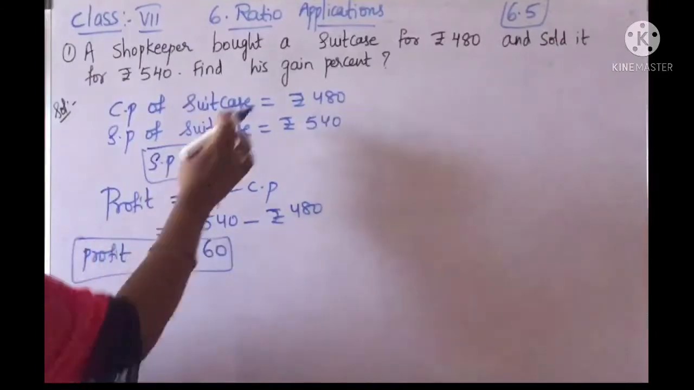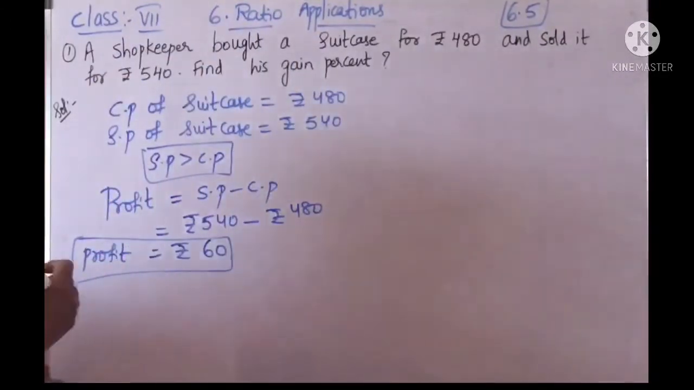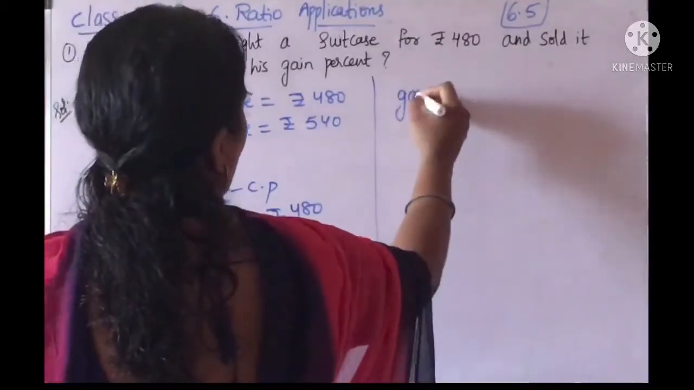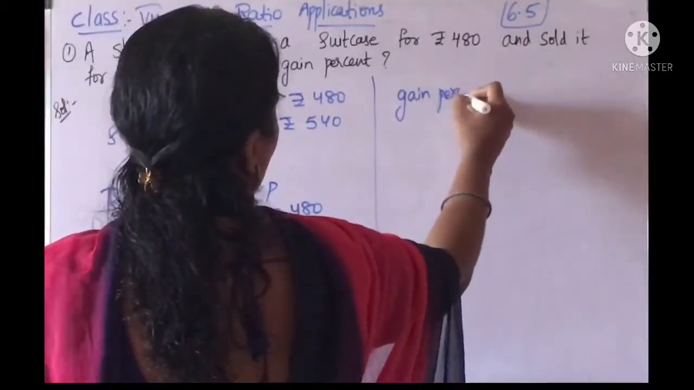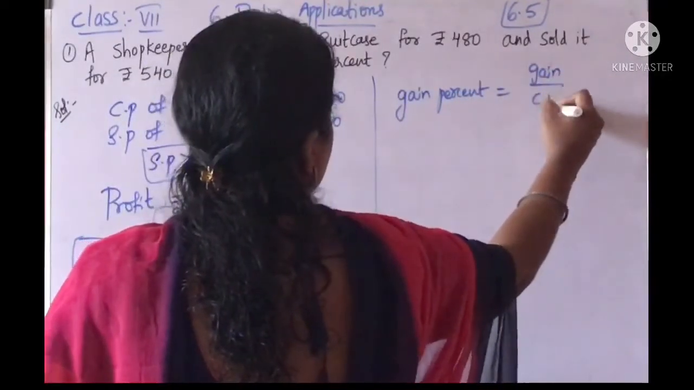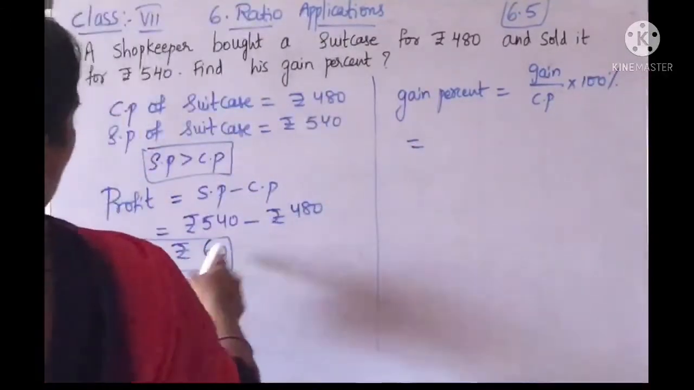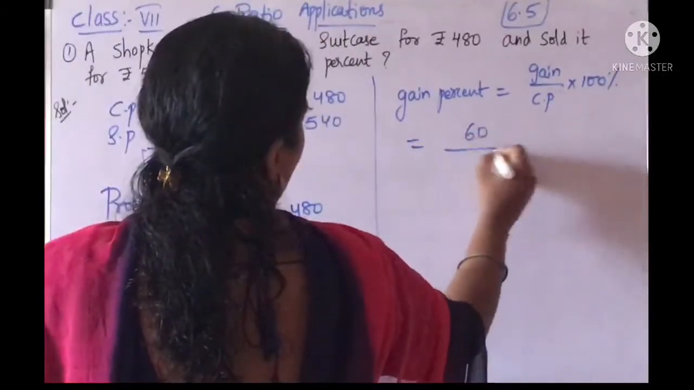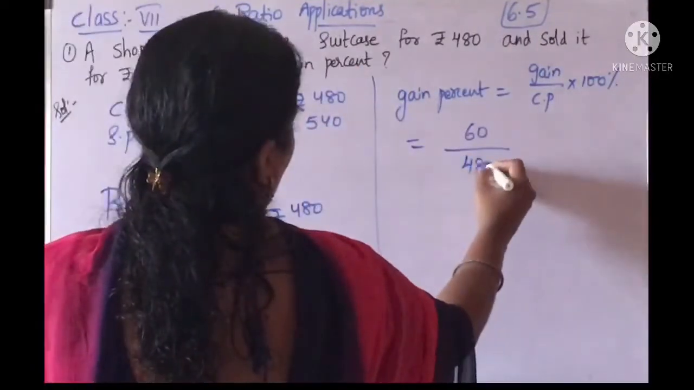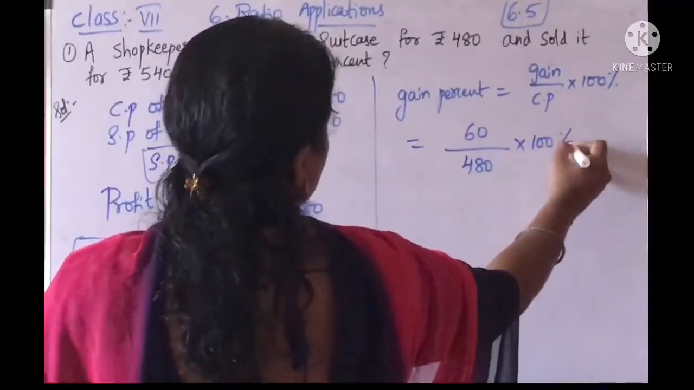So profit is rupees 60. But they are asking you to find the gain percent. Gain is nothing but the profit. So how to find the gain percent? What is the formula for the gain percent, children? Gain percent is nothing but gain by CP into 100%. What is the gain you got here? 60. And what is the total cost price here? 480.